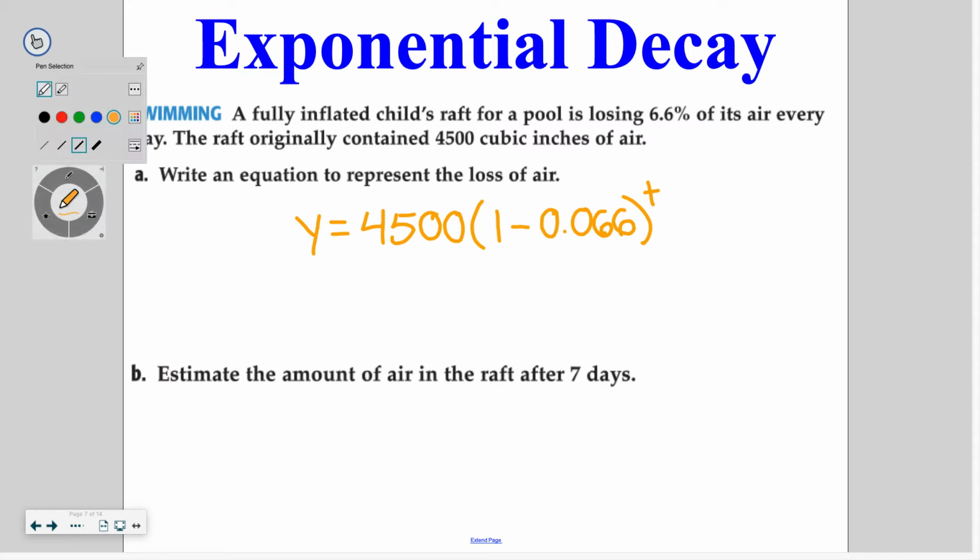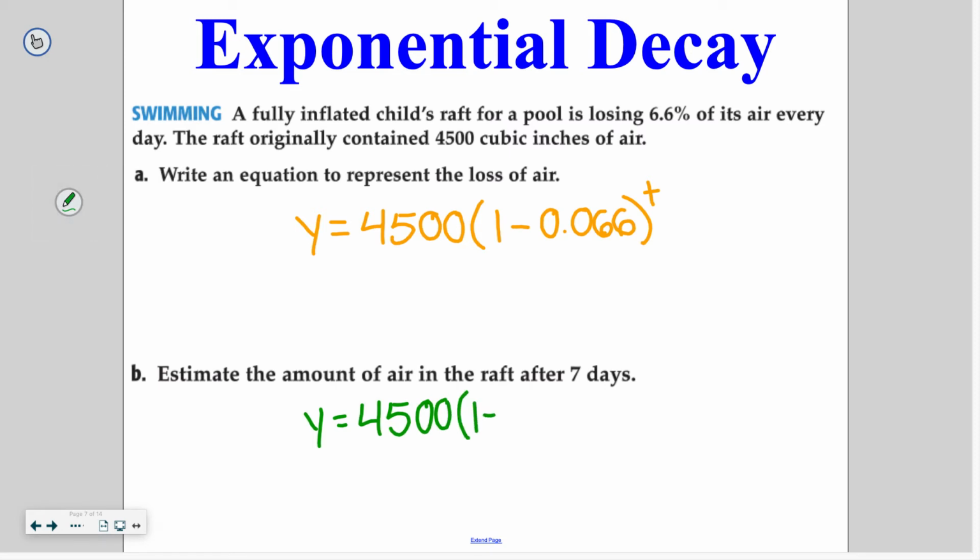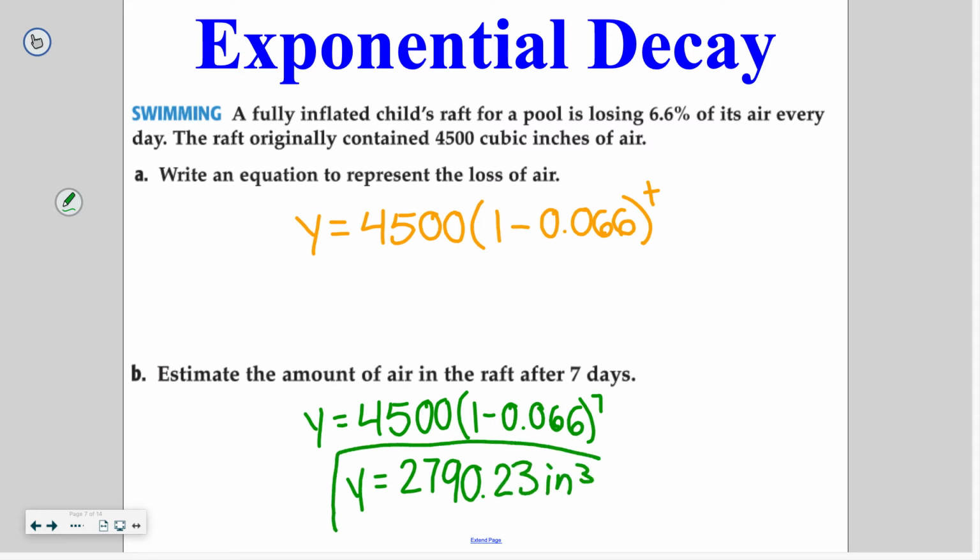Now it wants us to solve as though 7 days have passed, so we've got our same equation, but now we know the value of our T variable, so we are going to plug in 7 for our time, and when we solve, that is going to give us 2,790.23 cubic inches of air left after the 7 days.